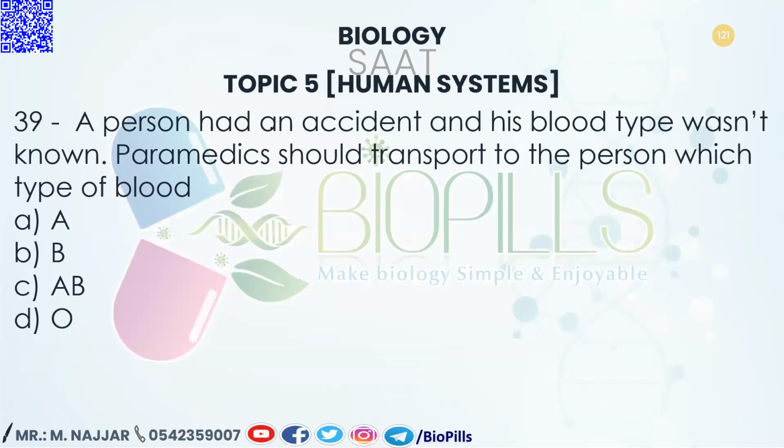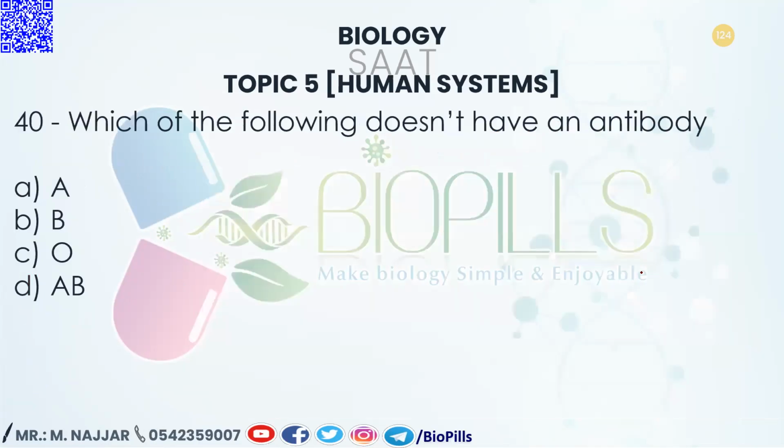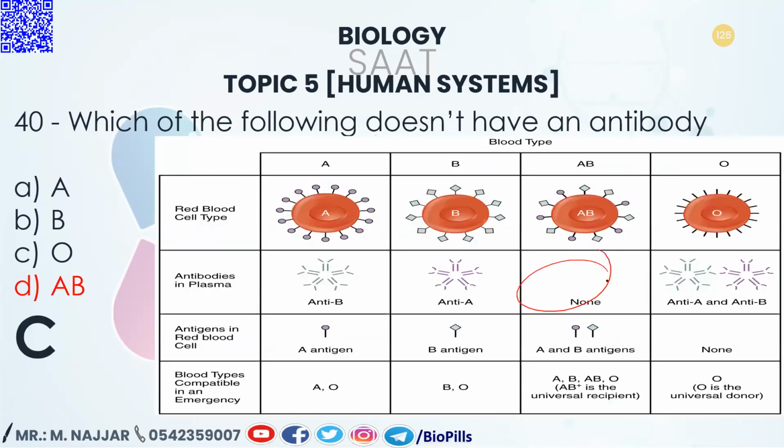Question number 39. A person had an accident and his blood type wasn't known. Paramedics should transport which type of blood? A, B, AB, O. Without any doubt, it will be D, which is O. Because O has no antigen, it will not cause any problem with any blood group. This is the general donor. Question number 40. Which of the following doesn't have an antibody? A, B, O, AB. The correct answer is D. The AB blood group has no antibody.